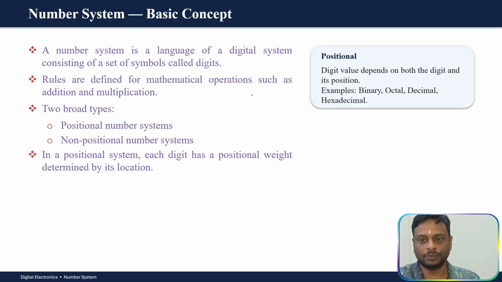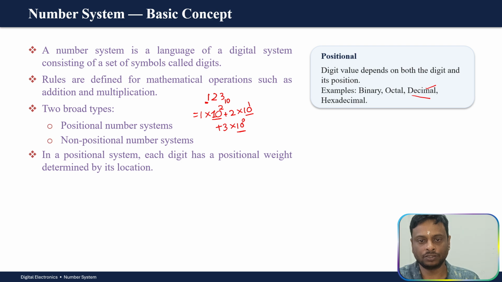Suppose we are talking about a decimal number, say 1, 2, 3. How can it be obtained? The digit 1 has a weight of 10 to the power 2. Similarly, that is summed with 2 times the weight 10 to the power 1. The weight of 2 is 10. Similarly, 3 times 10 to the power 0. These are called the weights of that number system.